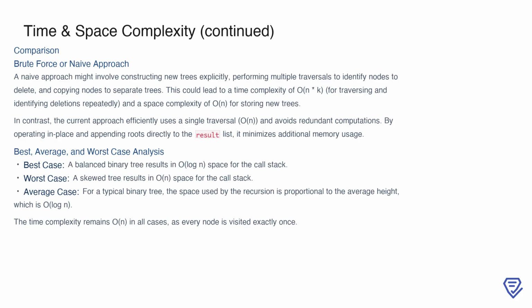In contrast, the current approach optimally achieves the task in a single traversal, reducing the time complexity to O(n). It avoids redundant computations by processing each node only once and appending roots directly to the result list, which minimizes additional memory usage. When we analyze the best, average, and worst cases, the space used for recursion depends on the tree's height. A balanced tree results in O(log n) space for the call stack, while a skewed tree results in O(n).